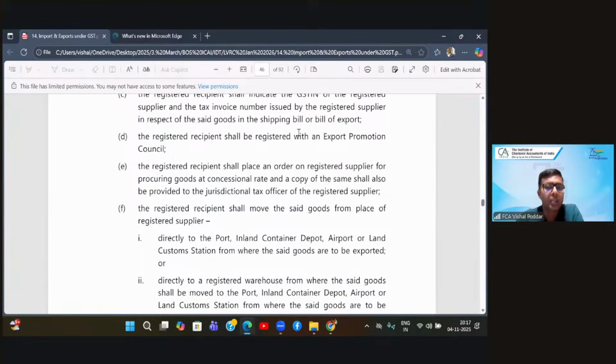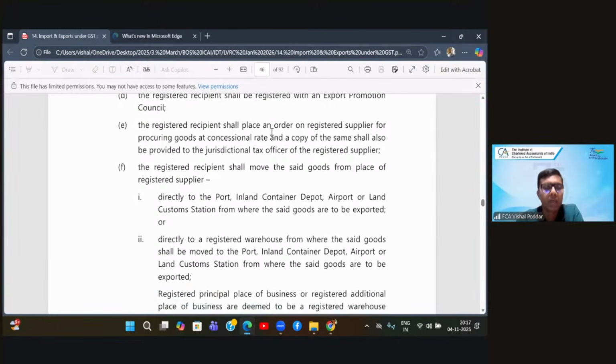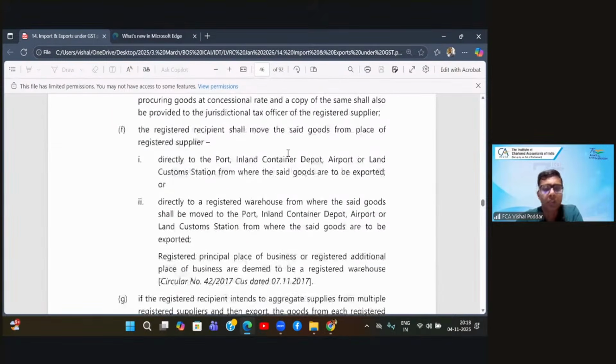Then I shall be registered with the respective export promotion council to which my product or my business belongs. Then I shall place an order on you for procuring goods at concession rate, and a copy of the same shall also be provided to your jurisdictional tax officer. So your tax officer should be informed prior that I want you to supply me goods at concession rate.